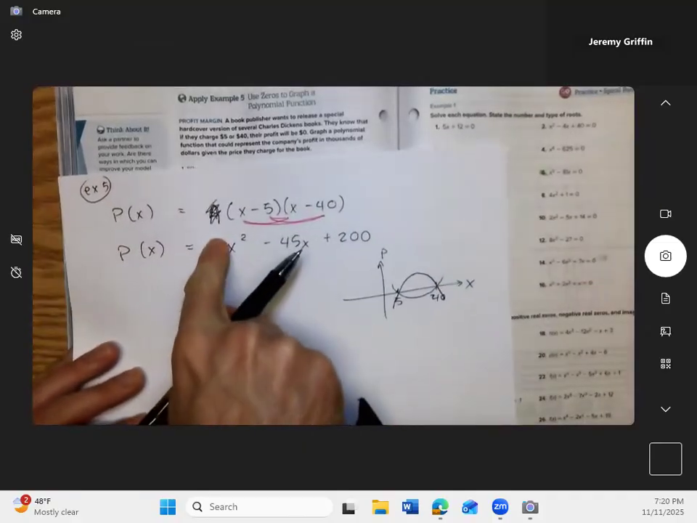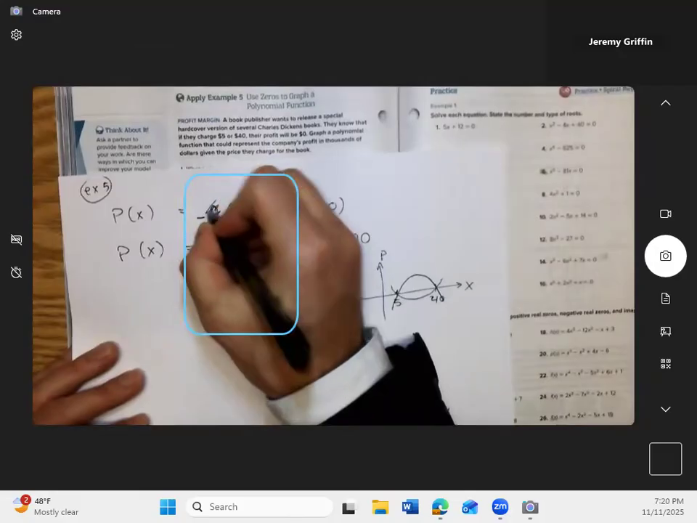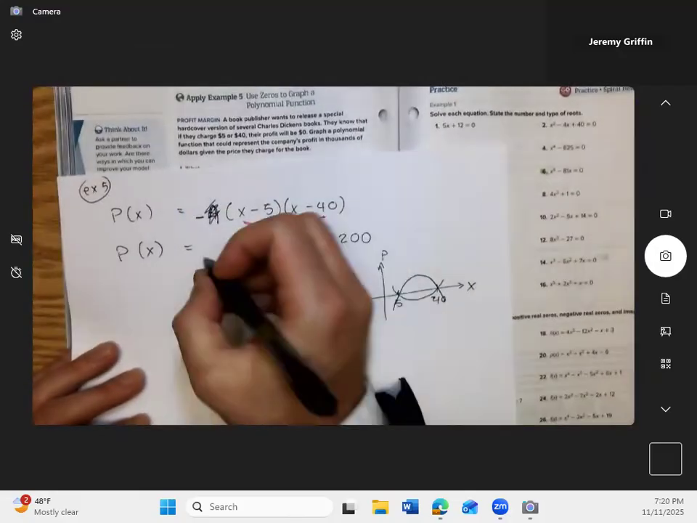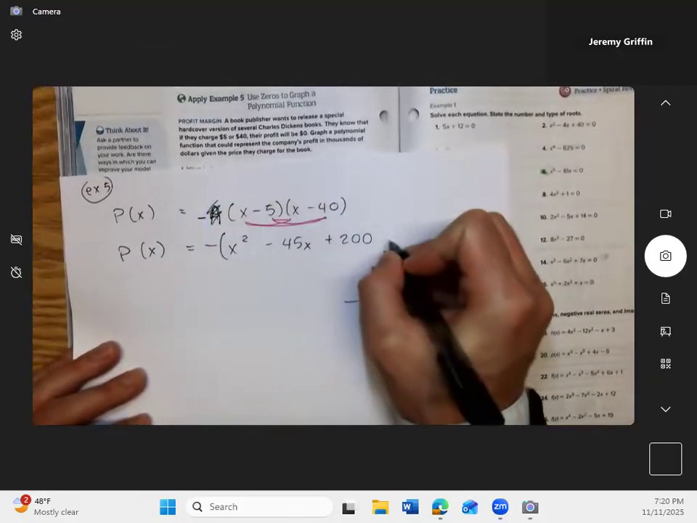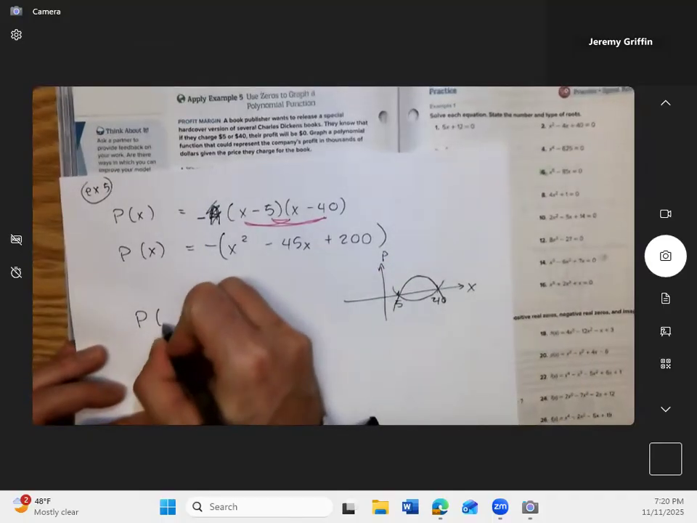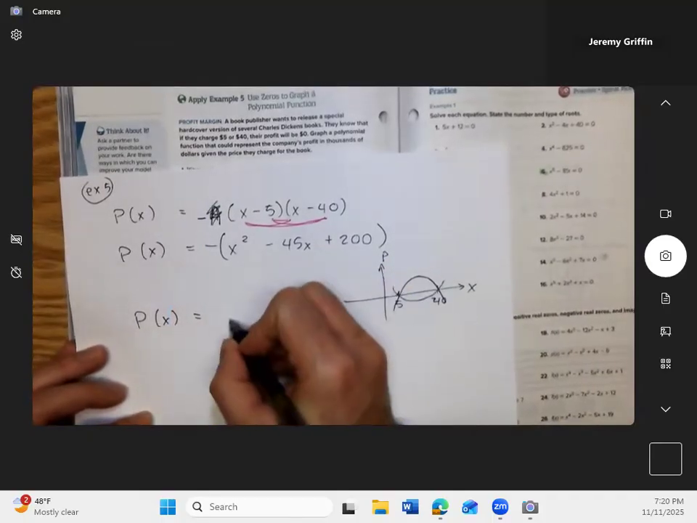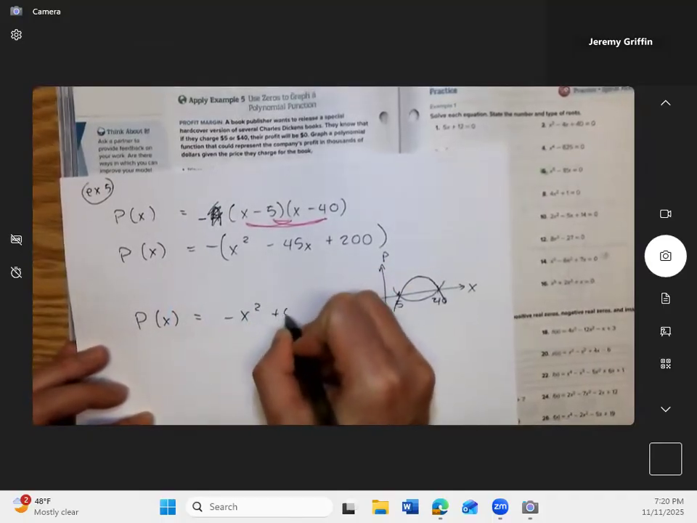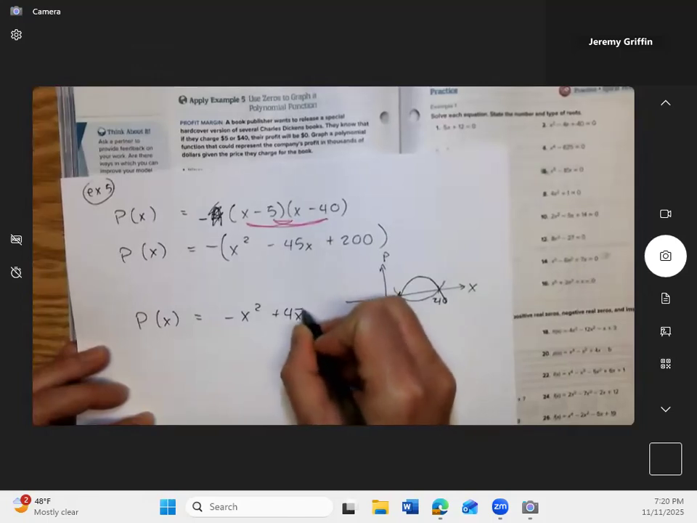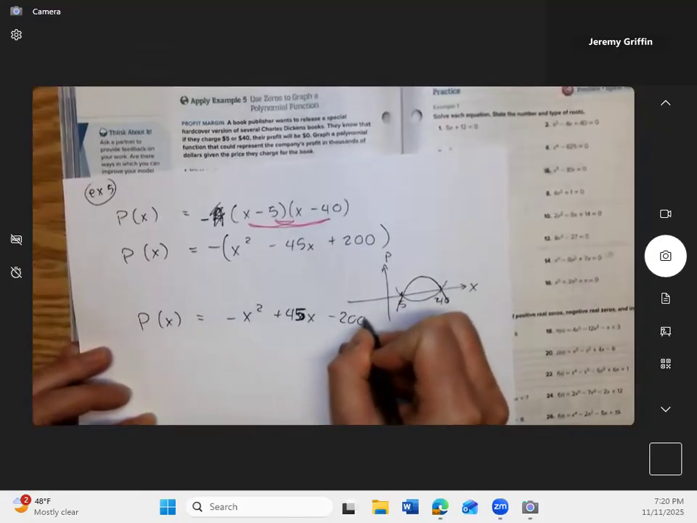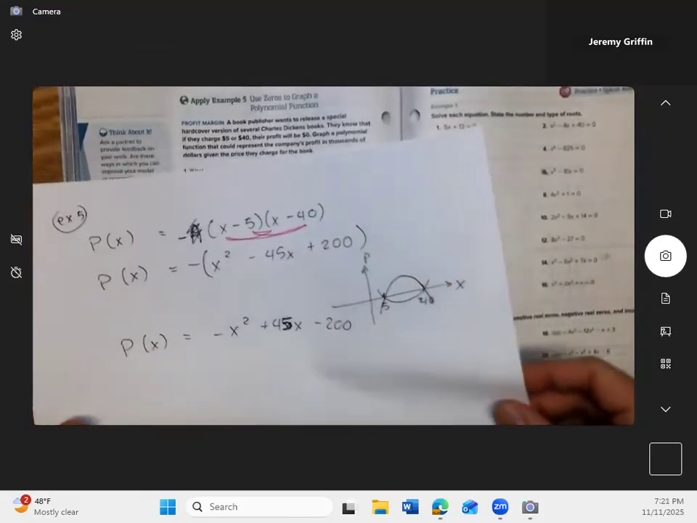So I think A would have to be negative, and that's really as much as we know because they didn't give you any numbers other than that. So I could do this. I could slap on a negative to this whole thing. I could say the true profit as a function of price would be negative x squared plus 45x, and then minus 200. Okay, I'll just leave it at that.